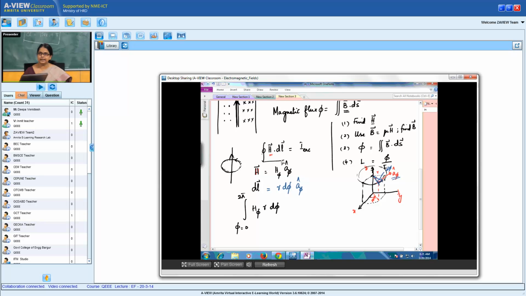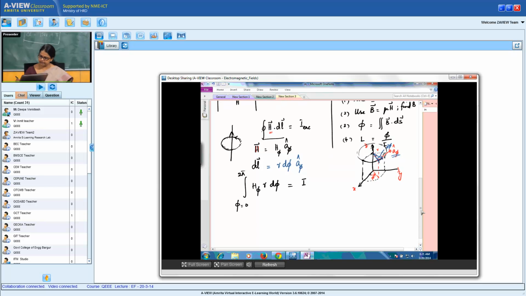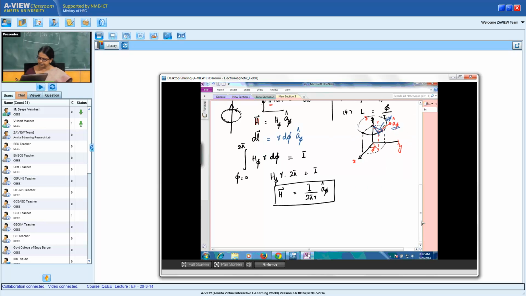That is my left hand side, and the right hand side is I. Let's say I is the current through the conductor. So at every point there is a current I in the conductor. Do this integration, you will get H phi r 2 pi is I. So my H vector is nothing but I over 2 pi r a phi. So I have used Ampere's law to find out the magnetic field due to the current carrying conductor in this coaxial cable.